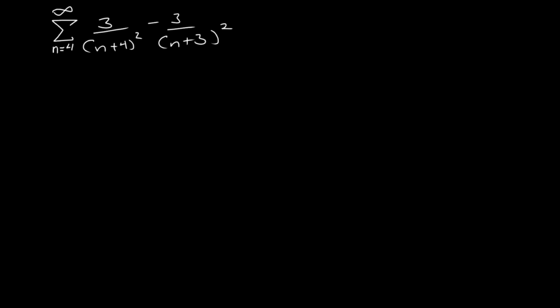Its index starts at 4, but more prominently, you'll notice that of the n plus 4 and the n plus 3, the smaller of which is negative. And usually it's the other way around. Usually the larger, in this case the n plus 4, would normally be negative. And that's going to change our answer.